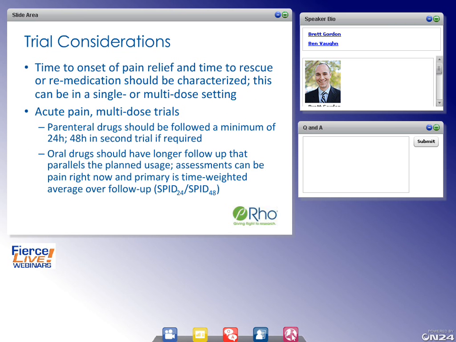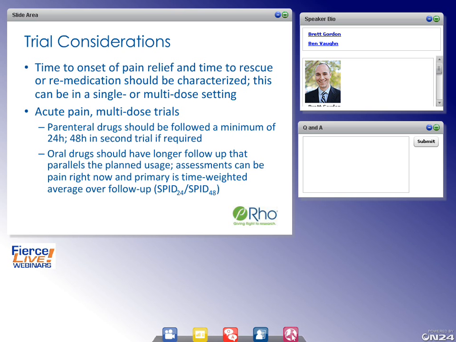So starting with acute pain, for parenteral drugs used in the postoperative period, the primary efficacy period should be no less than 24 hours for one trial and 48 hours for a second trial if required. For oral drugs, longer efficacy studies are encouraged and should have a follow-up period that parallels the planned usage. And to avoid interference with efficacy measures at scheduled times with use of rescue meds, pain assessments can be done at the current time with no recall period, and the primary efficacy endpoint can then be based on a time-weighted analysis over the trial period.